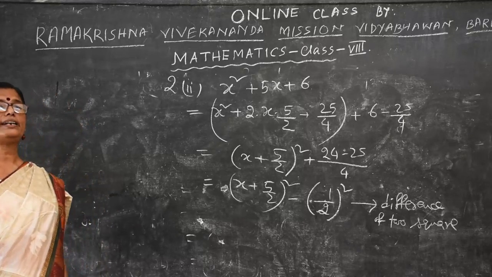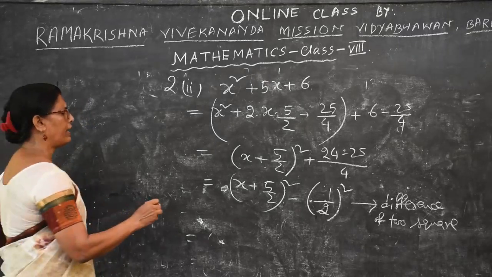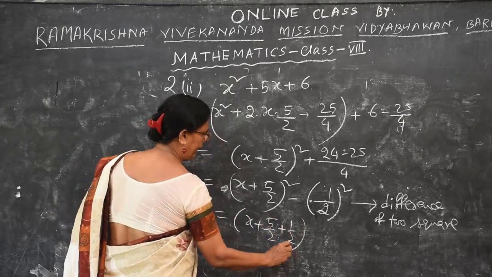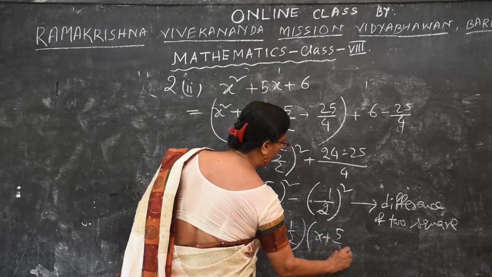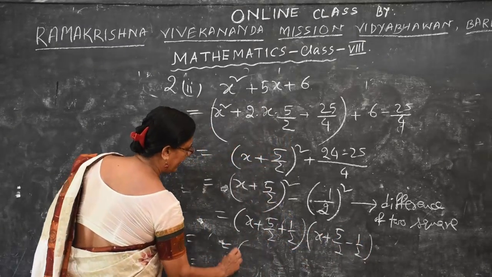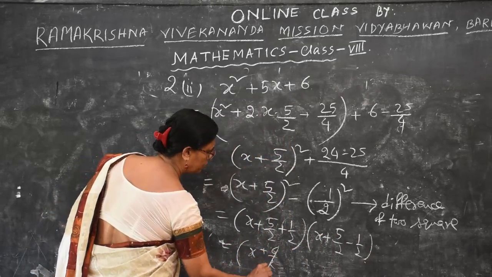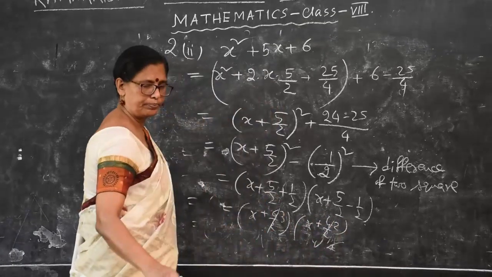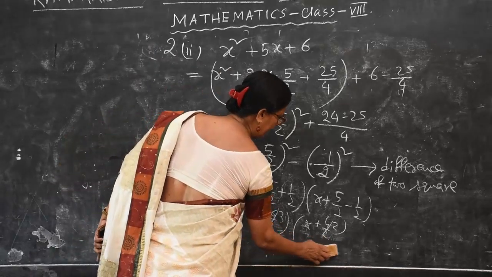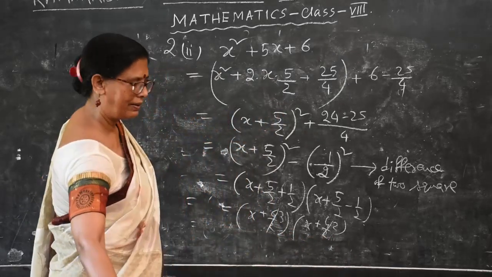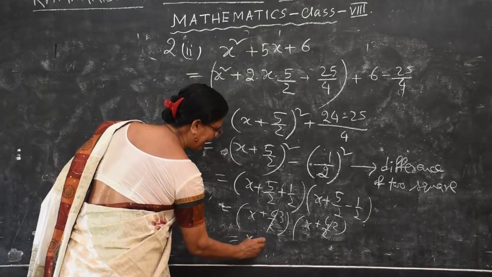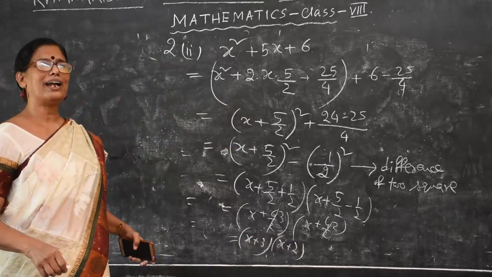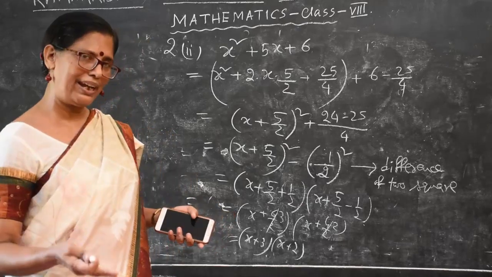Now which formula is that here? A plus b into a minus b. So it is x plus 5 by 2 plus half, and x plus 5 by 2 minus half. Now this is x plus 6 by 2, that is 3, and this is x plus 4 by 2, that is 2. So we clean the board. Ultimately the answer is x plus 3, x plus 2.